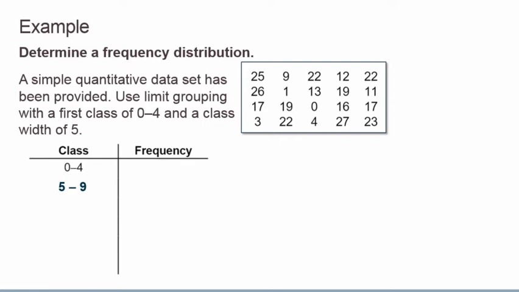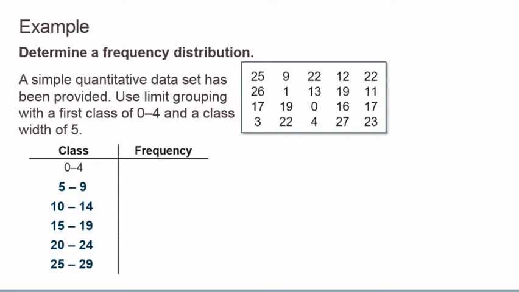5 plus 5 is 10, 9 plus 5 is 14. The third class is 10 to 14. 10 plus 5 is 15, 14 plus 5 is 19, so my fourth class is 15 to 19. 15 plus 5 is 20, 19 plus 5 is 24, so my next class is 20 to 24. 20 plus 5 is 25, 24 plus 5 is 29, the last class is 25 to 29.